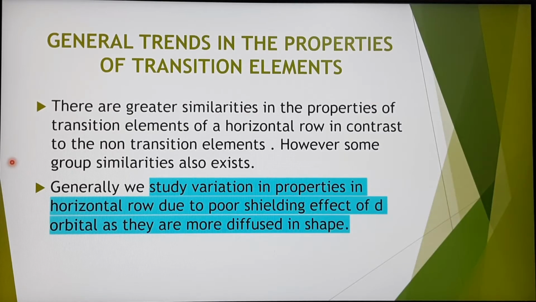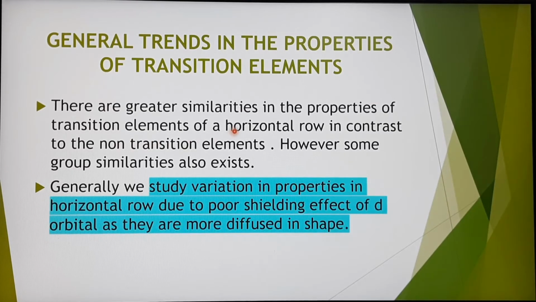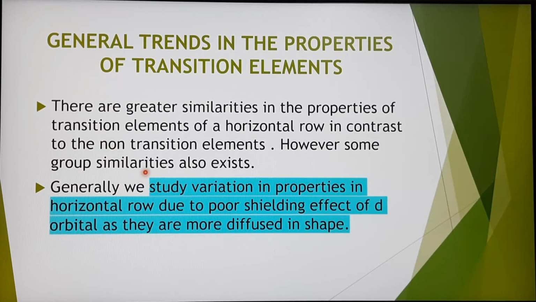There is greater similarity in the properties of transition elements in a horizontal row in contrast to the non-transition elements. However, some group similarities also exist. So generally in transition elements, we study the variation in properties in a horizontal row, means in a period, because of the poor shielding effect of d orbital as they are more diffused in shape.